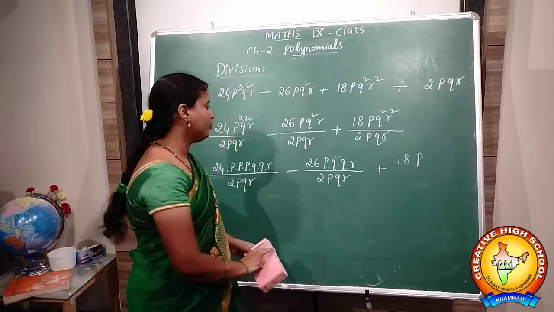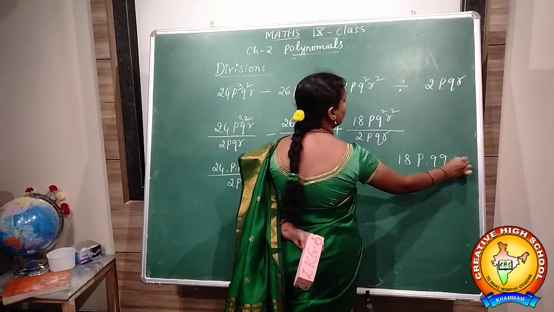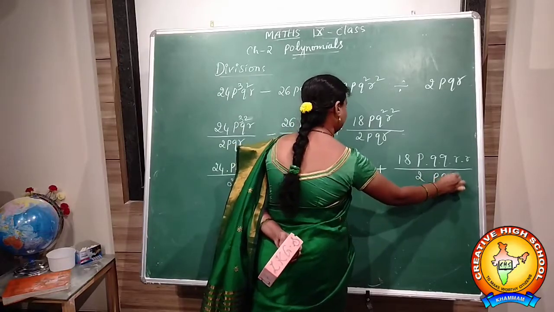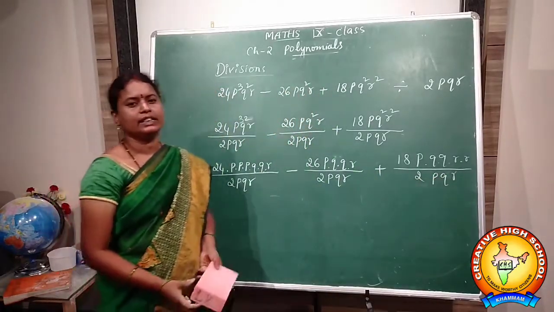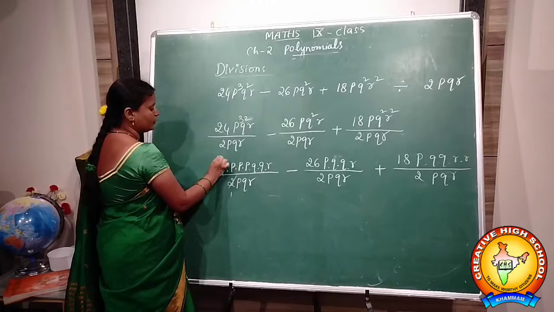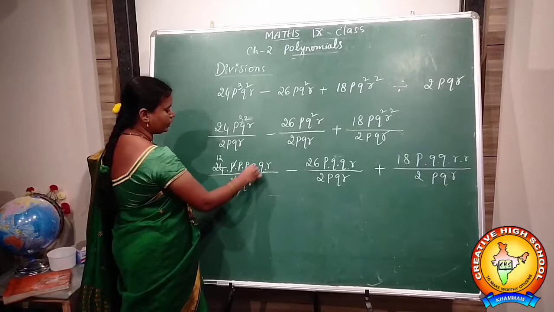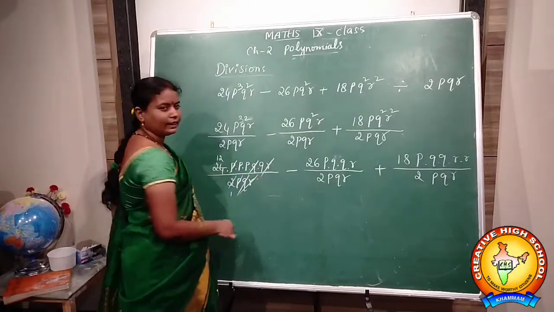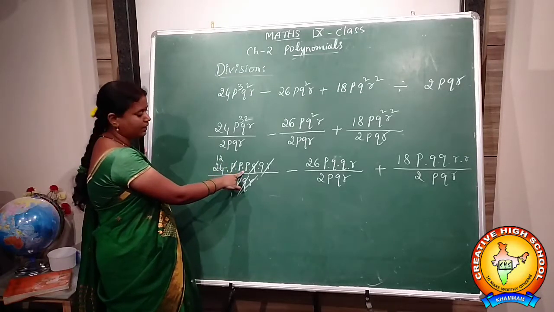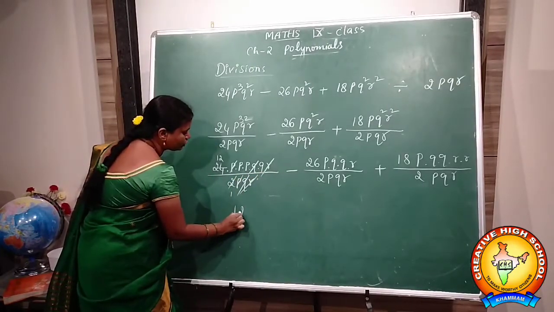Let us write the expanded form. 18p q square, that is q into q, r square, r into r, by 2pqr. If there is any cancellation, we can cancel that. 2 ones are 2, 2 12s are 24. 1p gets cancelled, 1q gets cancelled and r gets cancelled. So what is left here? 12. How many p's are there? 2 p's are there and 1 q is there. So what is left here?